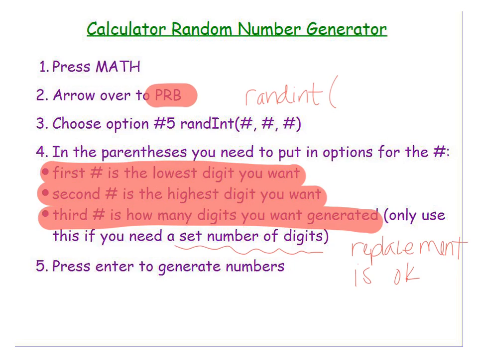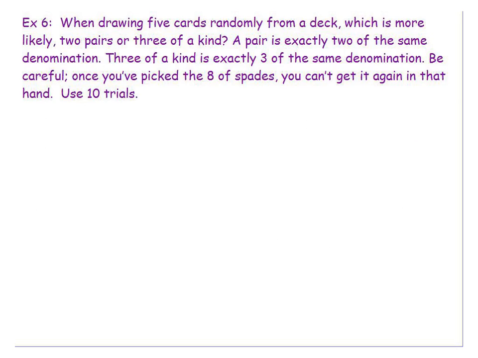All we're going to do is practice 4 more examples, but a few of these are more challenging. So that's why I wanted to save these for the second day. So when drawing 5 cards randomly from a deck, which is more likely, 2 pairs or 3 of a kind? A pair is exactly 2 of the same denomination, and 3 of a kind is exactly 3 of the same denomination. Be careful, once you've picked the 8 of spades, you can't get it again in that hand. Okay, that was given to you so that you know that replacement is not okay here.